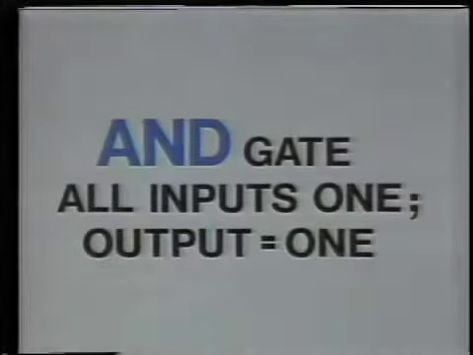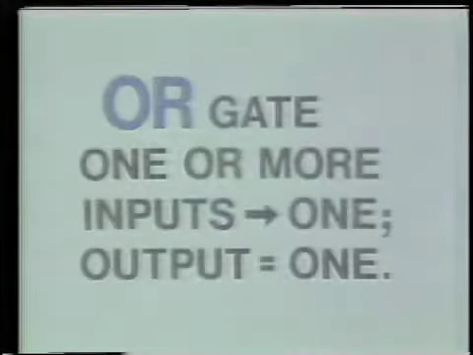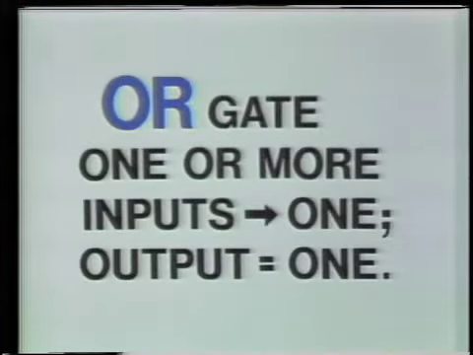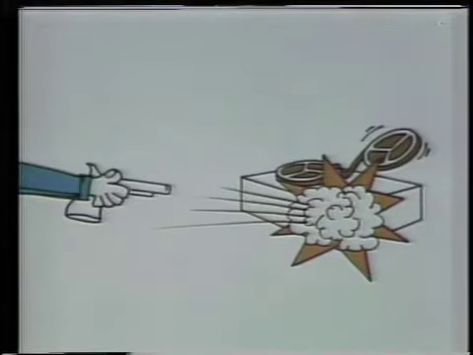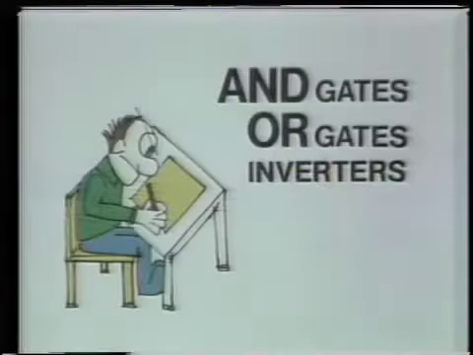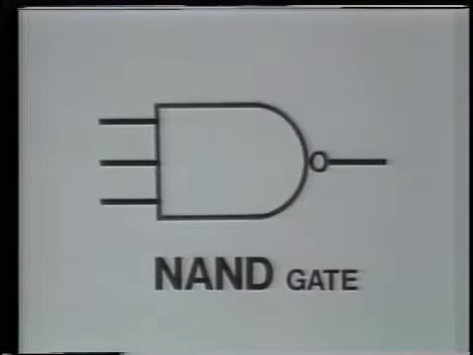Now, let's summarize what we've talked about. With the digital logic AND gate, all inputs must be 1s to have a 1 output. With digital logic OR gates, one or more inputs must be a 1 to have a 1 output. The logic inverter output will always be the opposite of the input. This completes this section. Now stop the tape and do the parts of the quiz on AND gates, OR gates, and inverters. Our next subjects are NAND gates and NOR gates.